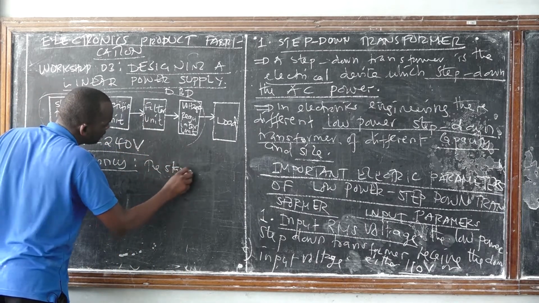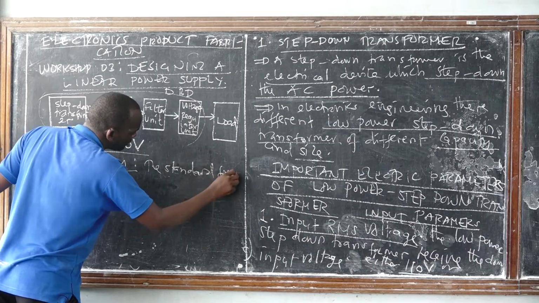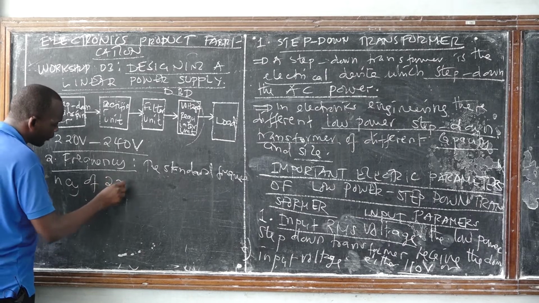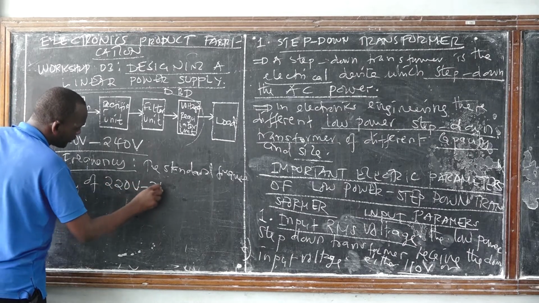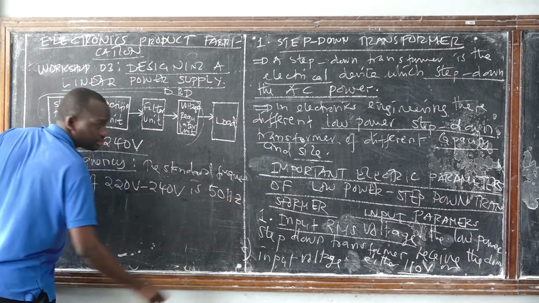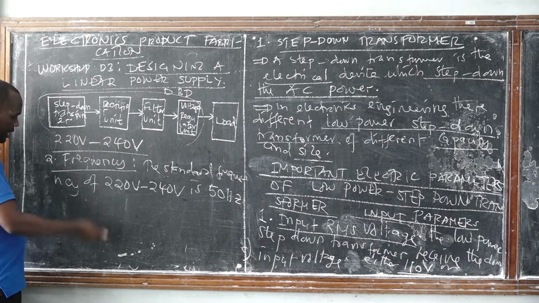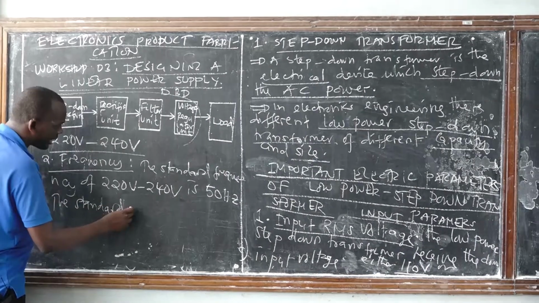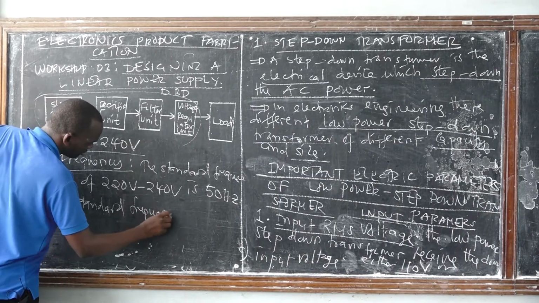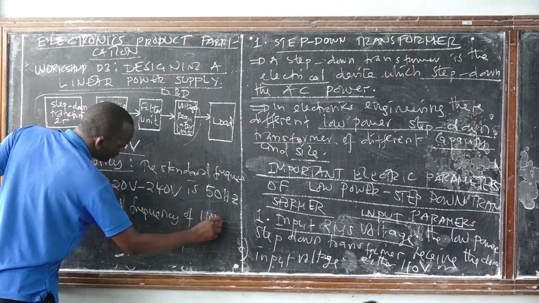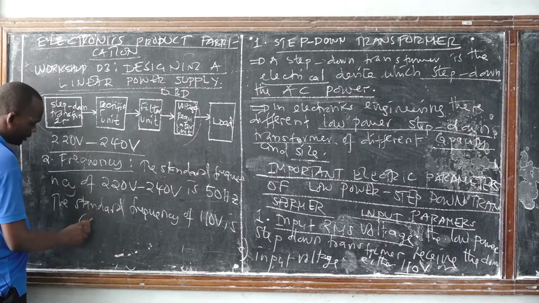We say that the standard frequency of 220 volt to 240 volt is 50 hertz. Frequency is measured in hertz. The standard frequency of 110 volt is 60 hertz.